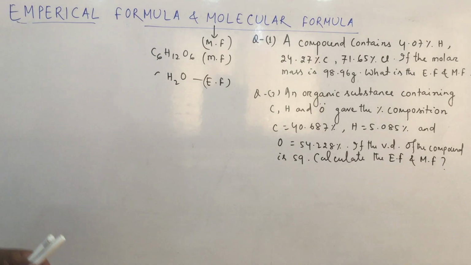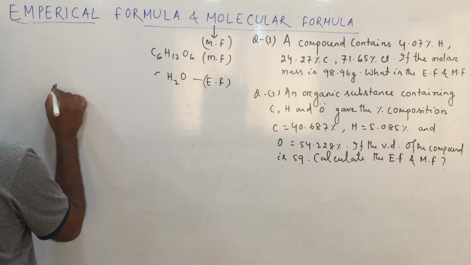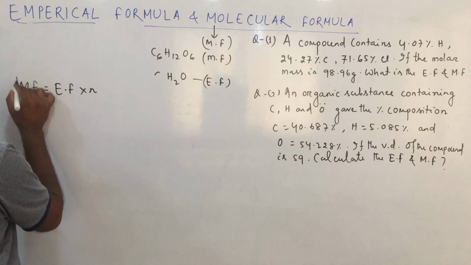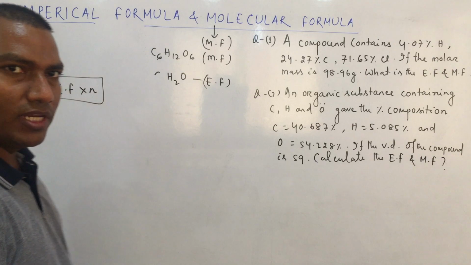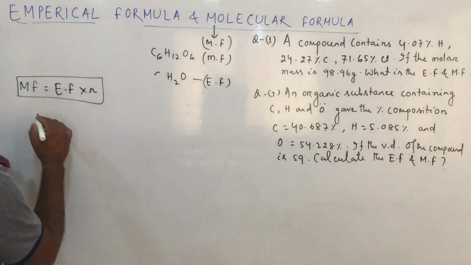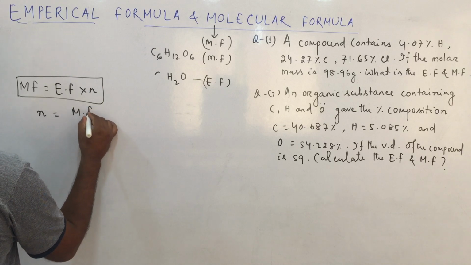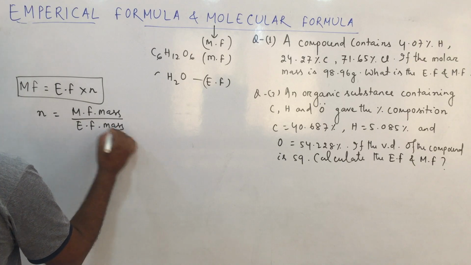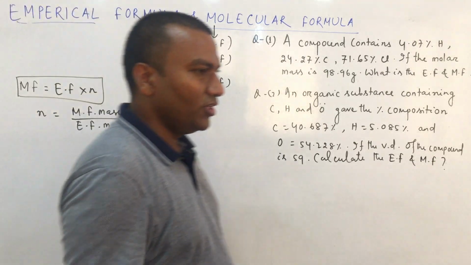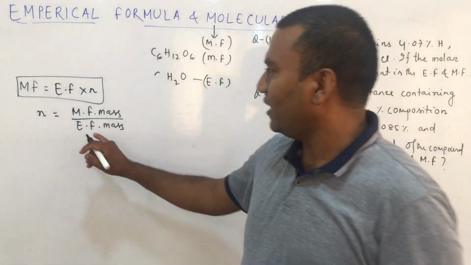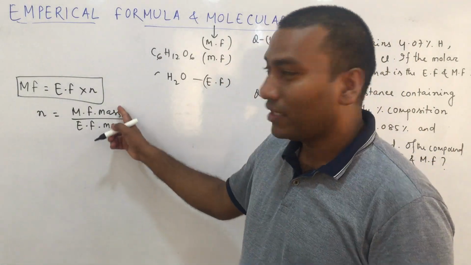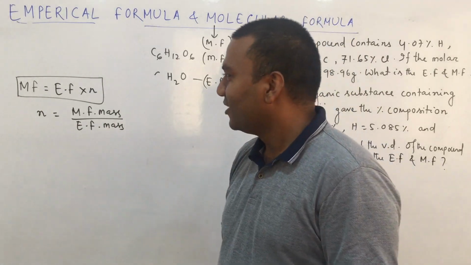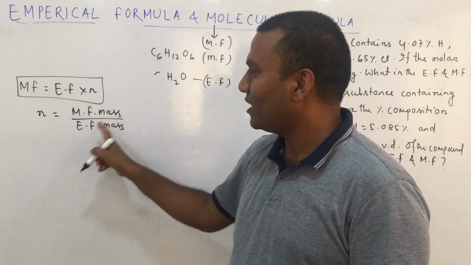Then another part is, what is the relation between them? Molecular formula equals N into empirical formula. N equals molecular formula mass divided by empirical formula mass. So can you cancel like this, mass and formula cancel? Yes or no? No, it is not possible. So N equals molecular formula mass by empirical formula mass.